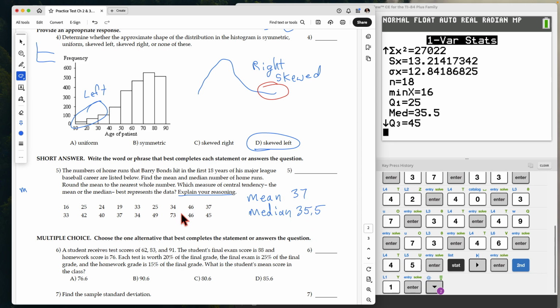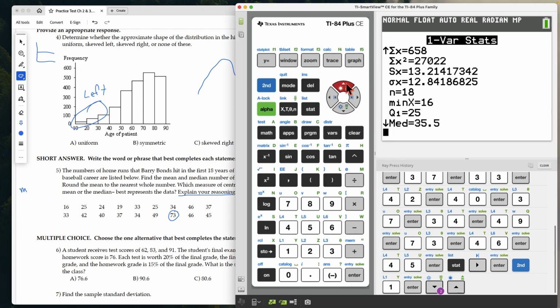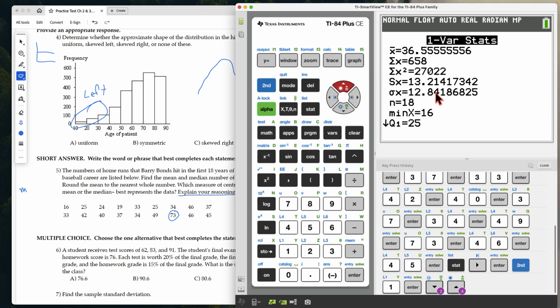Yeah, they're pretty close, right? 36, 37. But one thing I would do is say, well, that looks like an outlier to me. I mean, yeah, it looks like it, but is it? One way we could do this is with the standard deviation. Now, which one do we use? Is this a population? Well, it's the first 18 years. I don't know how long he was there. So probably using it as a sample would be best. So if you take the mean divided by the standard deviation using the sample standard deviation, 13.2, let's see what we get.